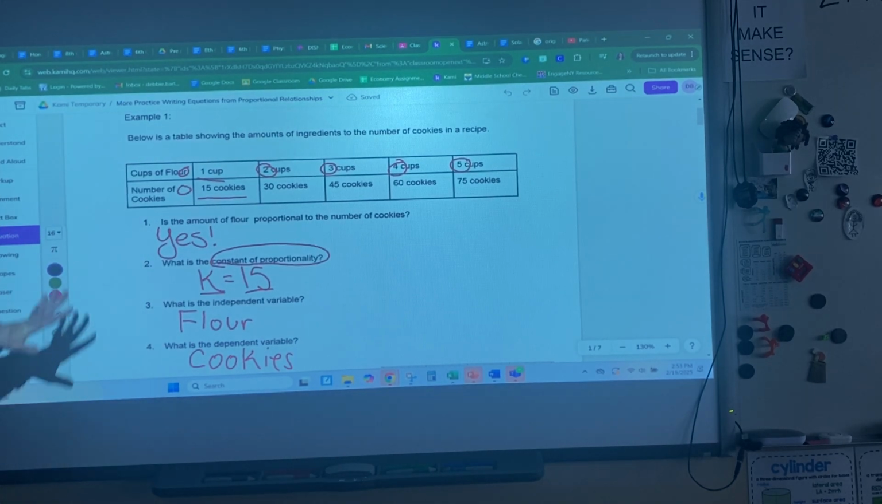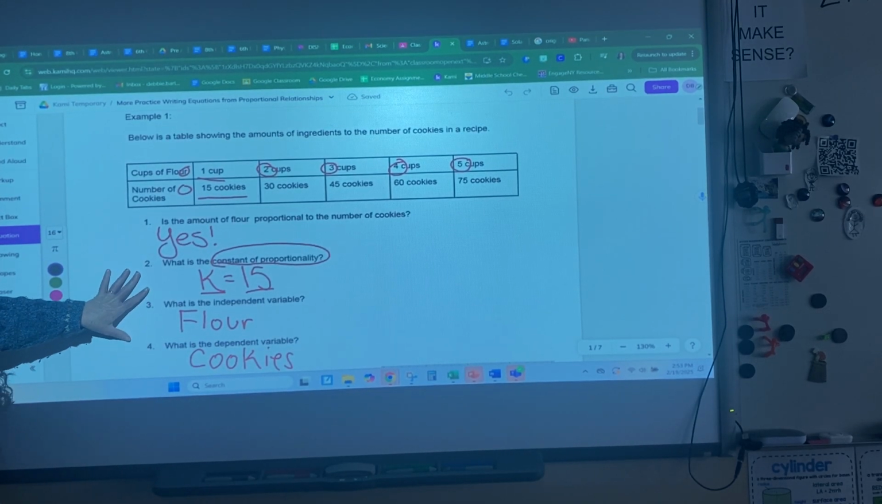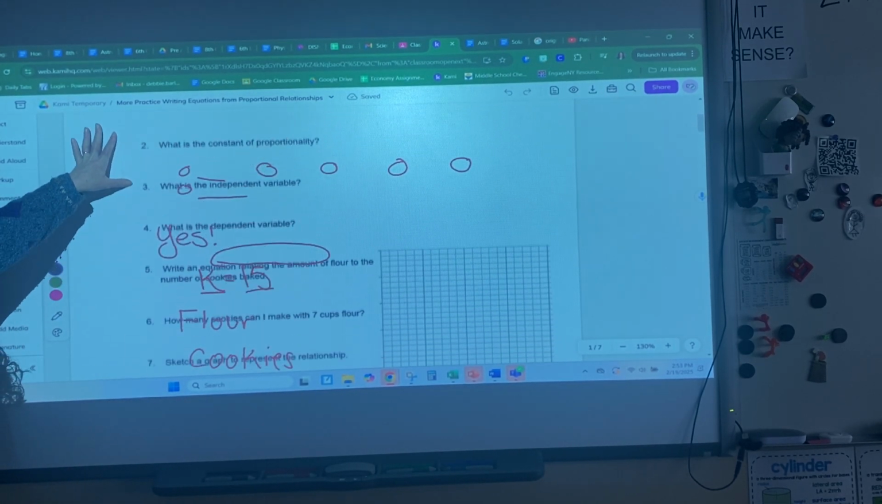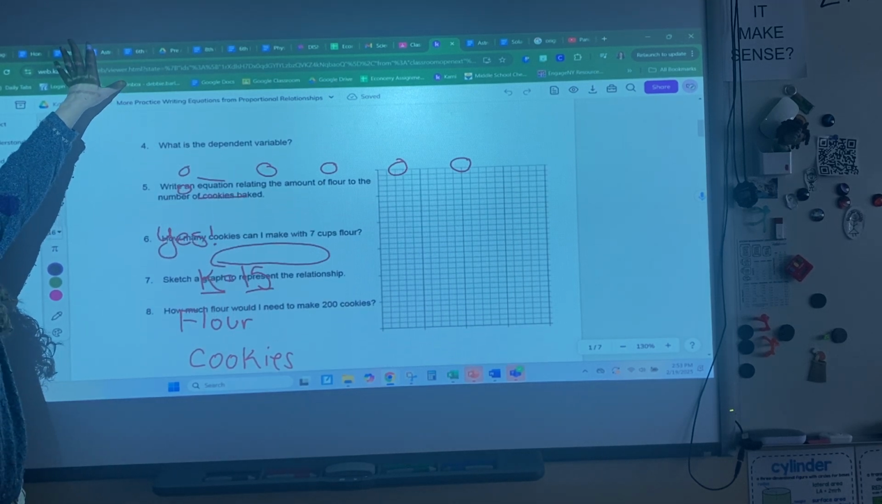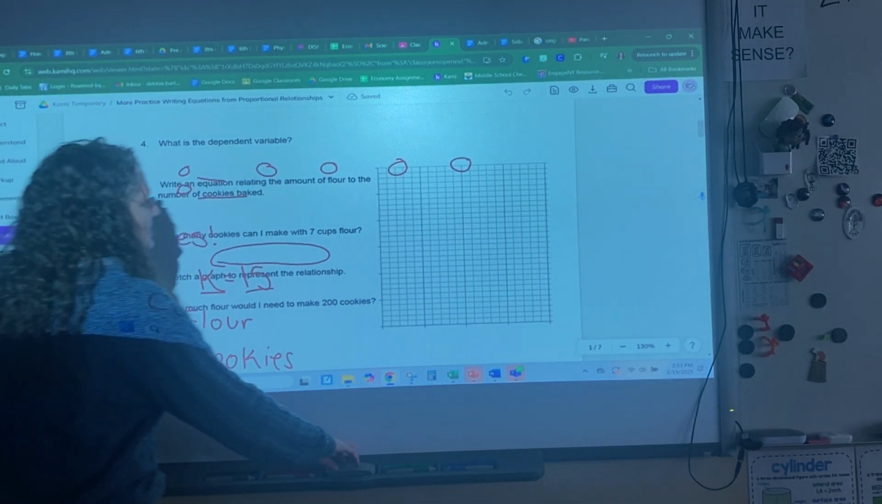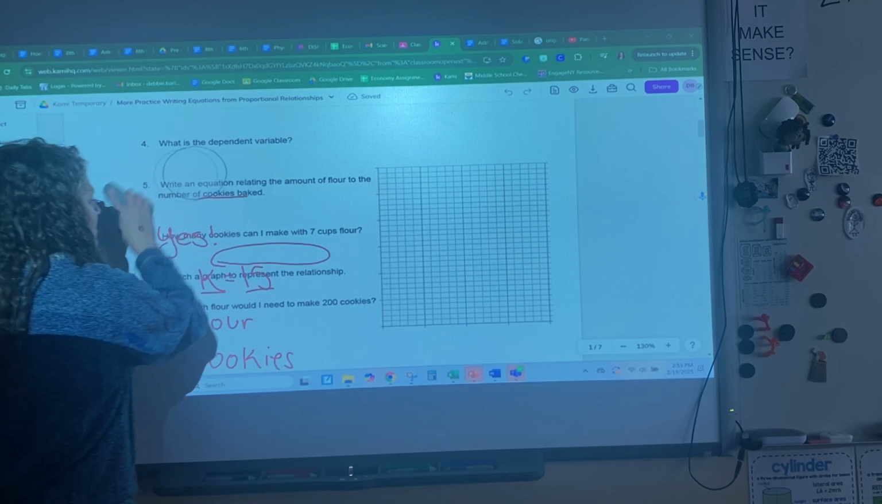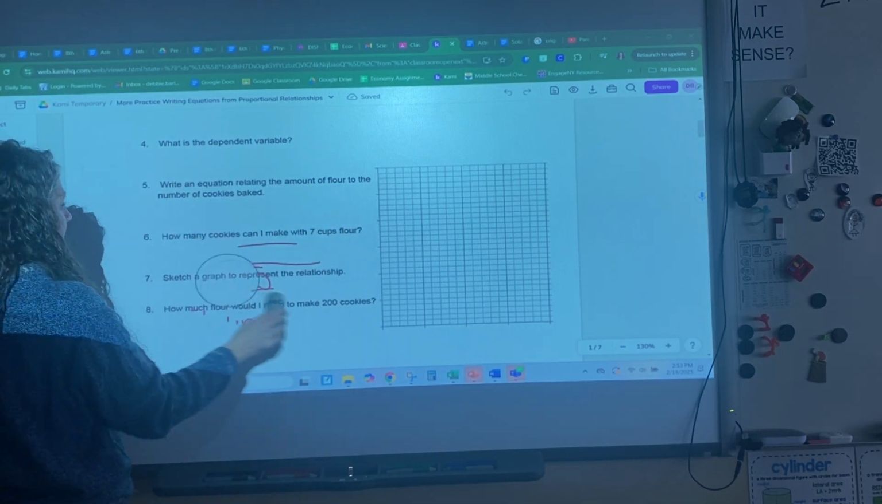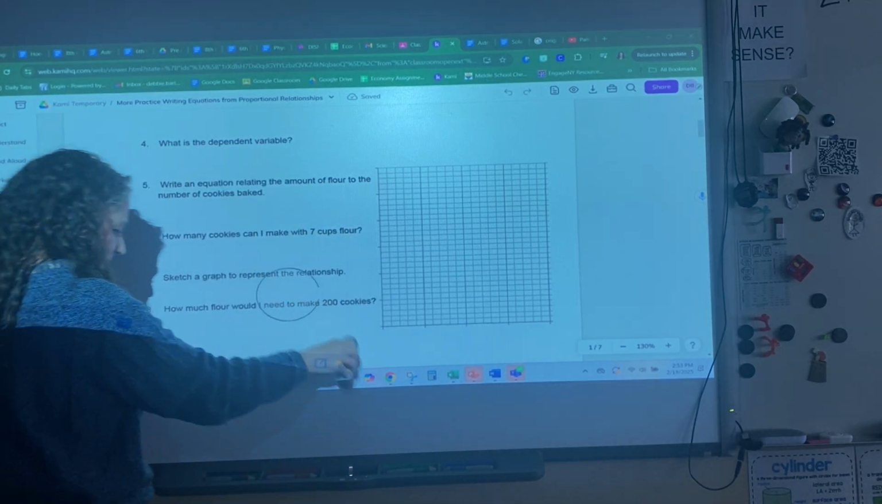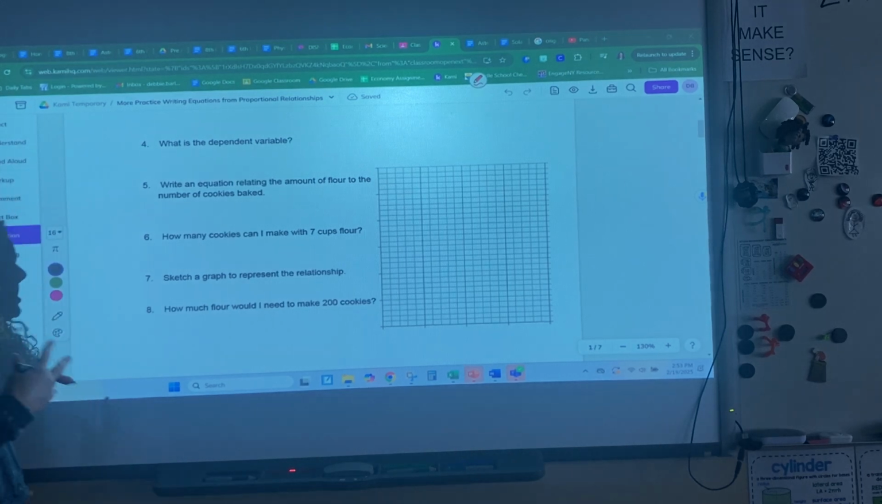Okay, I'm going to have to scroll up, which means I'm going to lose all my stuff. Okay, write an equation. This is where we're struggling. We're struggling with the equation, so we're going to get good. We are going to get so good at equations today, guys. You don't even know. Write an equation relating the amount of flour to the number of cookies.